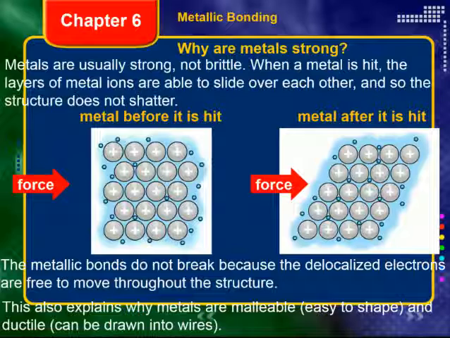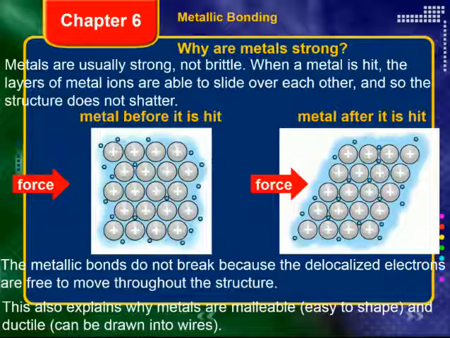Metals are not brittle. When a metal is hit, the layers of the metal ions are able to slide over each other, so the structure does not shatter. But why would the metal cations be able to slide over one another? Notice, as these metal cations, they were in this arrangement, their normal lattice structure right here, as they shift to the right, because the electrons in this kind of interstitial area are able to move freely with the cations as they shift, that means that the electrostatic attraction is never lost at any point.